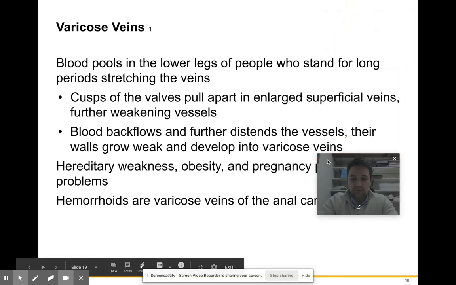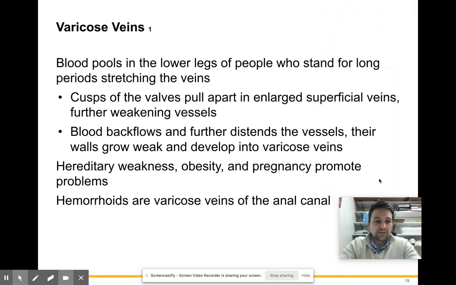Again, varicose veins. I just want to bring that up because it's something that people deal with on a regular basis. Blood pools in the lower legs of people who stand for too long, and that stretches out the veins. The cusps of the valves pull apart and weaken the vessel. Then you have backflow, which distends the vessel and makes it swell, and the walls grow even weaker and have an even greater chance of tearing, and that develops into what we call varicose veins. It could be a hereditary thing; you can inherit that gene from your parents. It could also be caused by obesity or pregnancy.